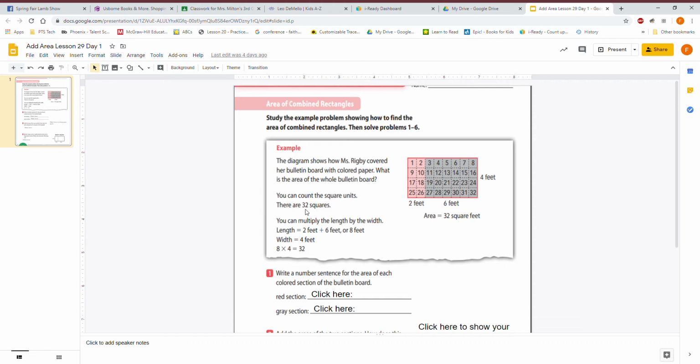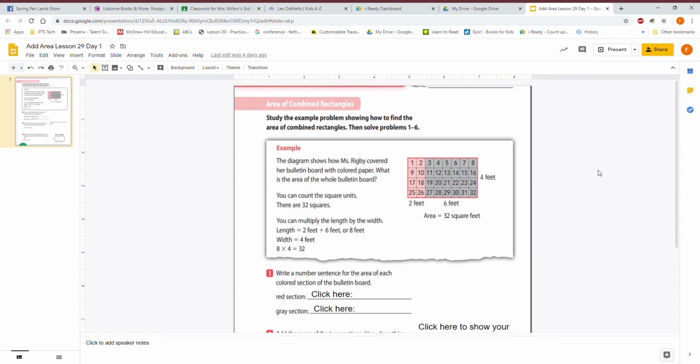You can count the square units. There are 32 squares. You can multiply the length times the width. The length equals 2 feet plus 6 feet, or 8 feet. Width is 4 feet. 8 times 4 equals 32. So when they were just talking about the length here, they took the 2 feet that were covered in red and the 6 feet that were covered in gray, and all they did was add those together. And then when they added the length together, they multiplied it by the width.